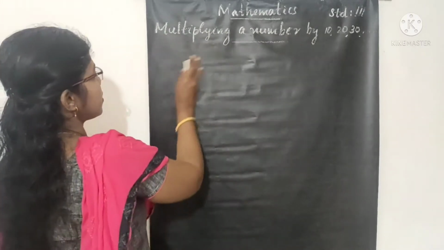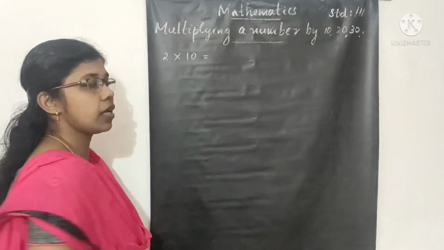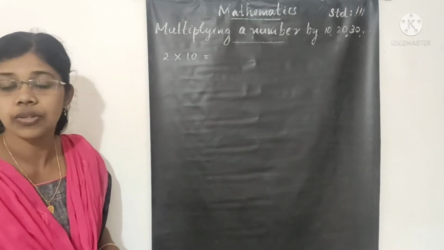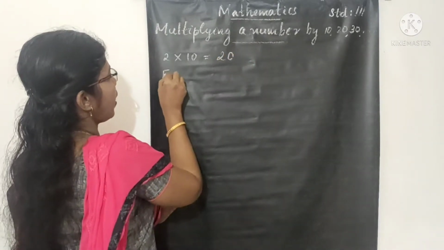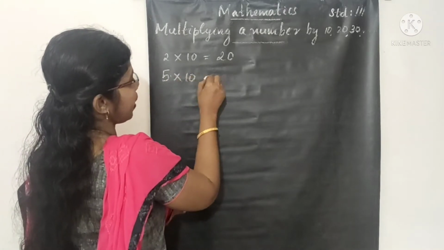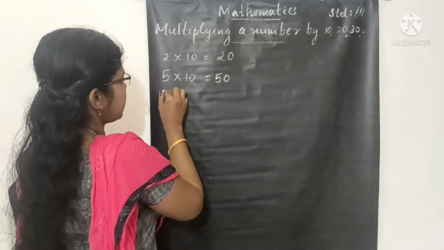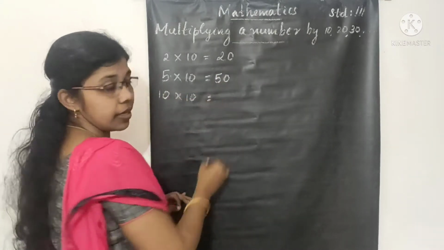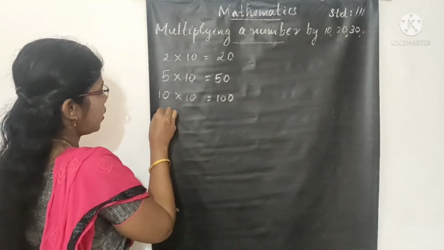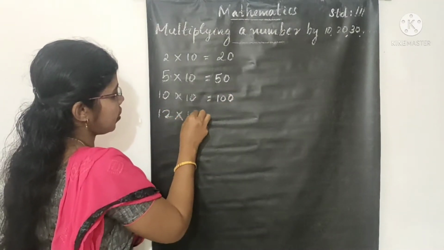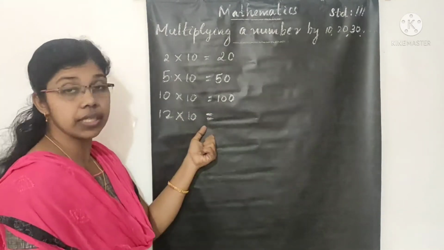For the first question, multiply 2 into 10. What is the answer? 2 tens are 20. Then 5 tens are 5 into 10. 5 tens are 50. 10 tens are 100. Okay, then 12 tens are what? 12 tens, that is 12 into 10.